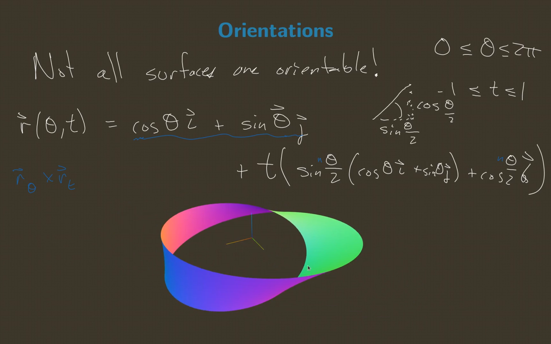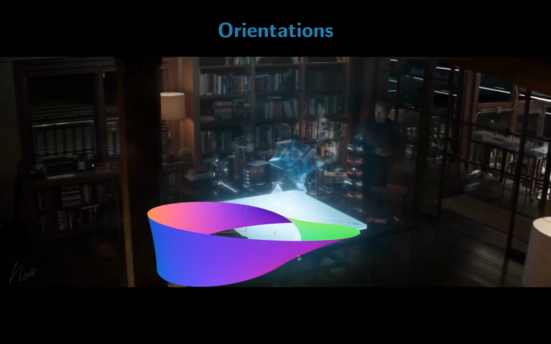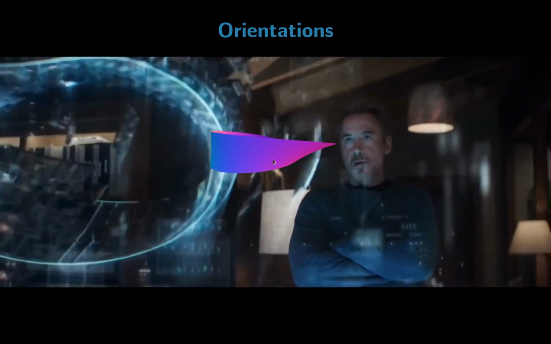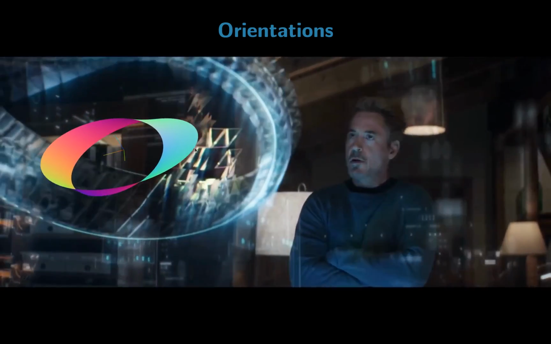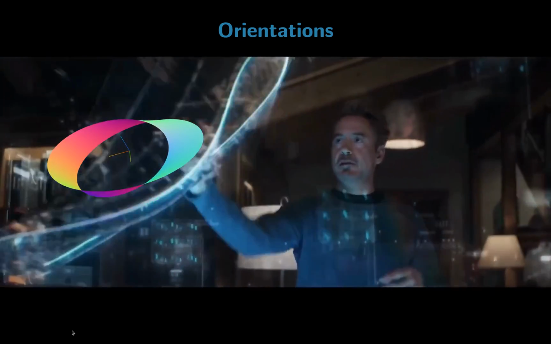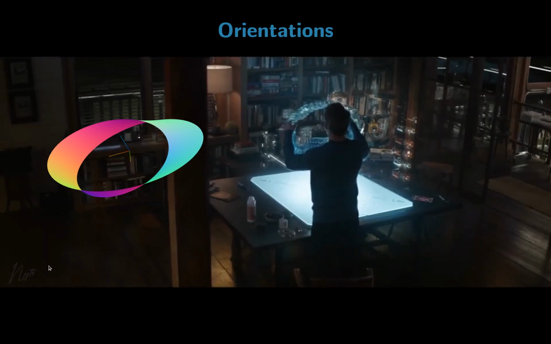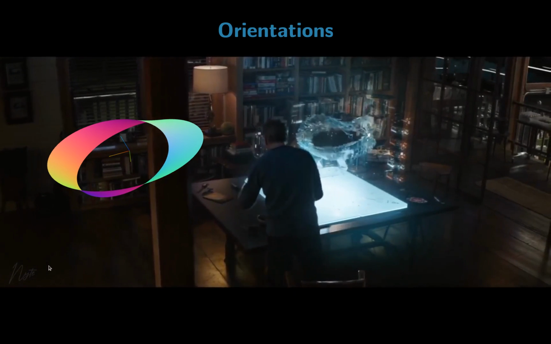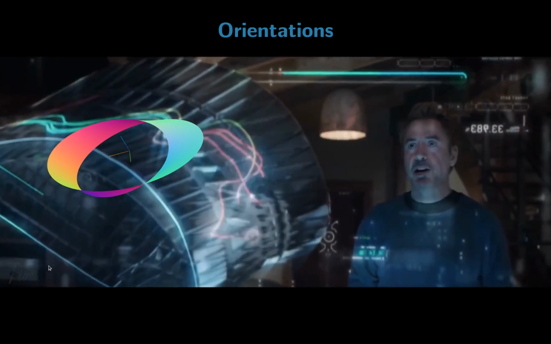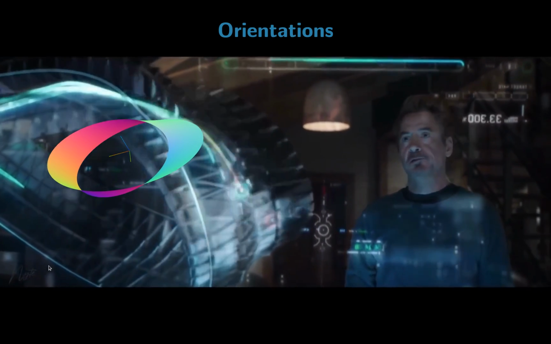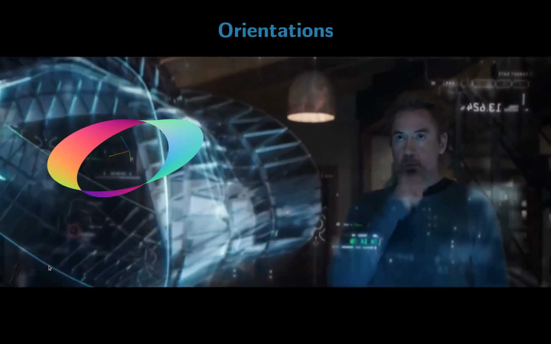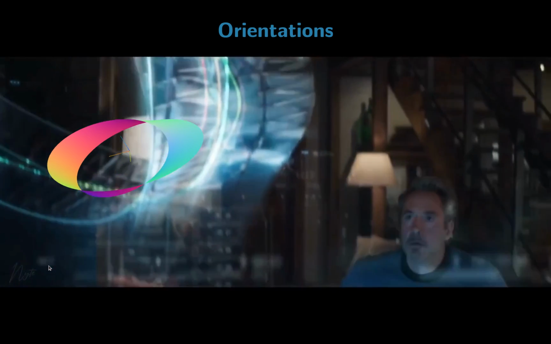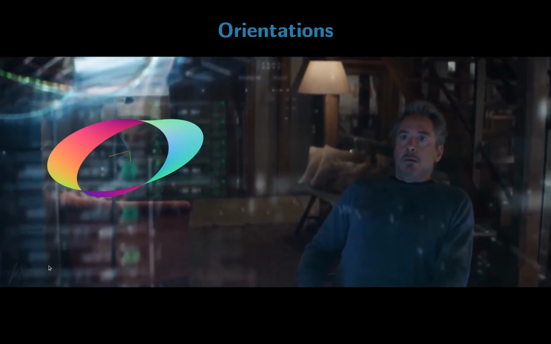So a warning: in Avengers Endgame, which has many plot holes, but this is one of them, Tony Stark uses a Mobius strip to invent time travel. And yeah, this will not actually work in reality.